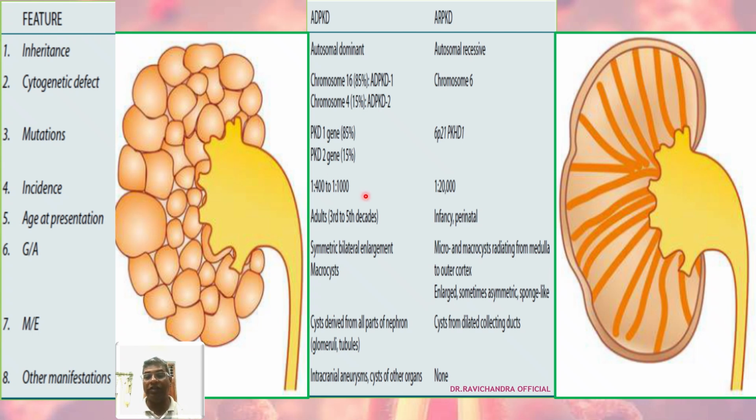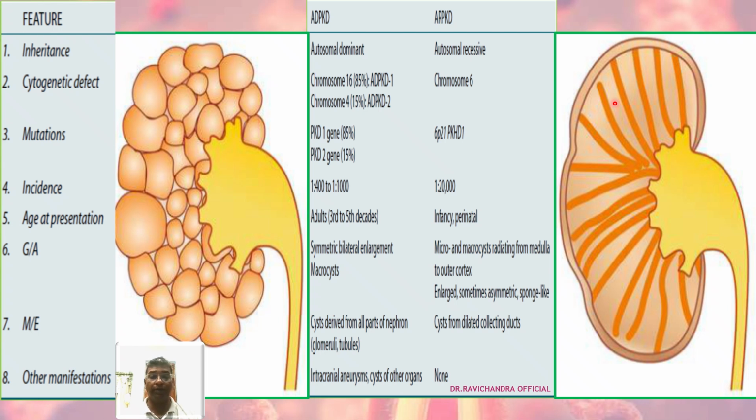When we see the gross examination of ARPKD, that is autosomal recessive polycystic kidney disease, which is seen in children, there will be microcysts and macrocysts radiating from the medulla to the outer cortex. The kidney is enlarged, sometimes asymmetric and sponge-like. This is the characteristic feature of ARPKD.